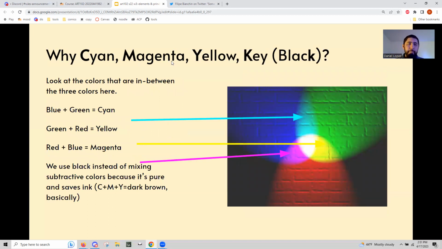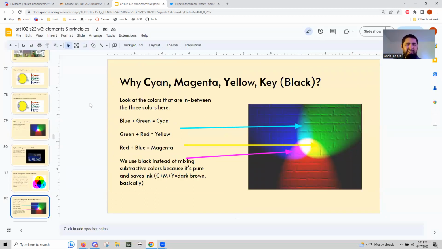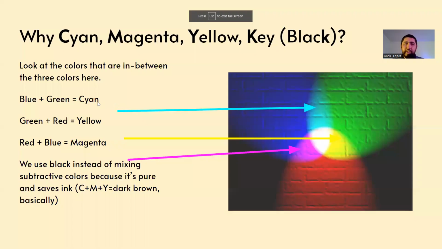Okay, so I think a lot of us might be familiar with CMYK, which is basically, in our printers we have cyan, magenta, yellow, and black. So yeah, why do we have those colors? So you can see the intersection of red and blue is magenta, blue and green is cyan, and green and red is yellow. Okay, so that's why we get those colors. That's why we print with those colors, right? And that's a subtractive process.